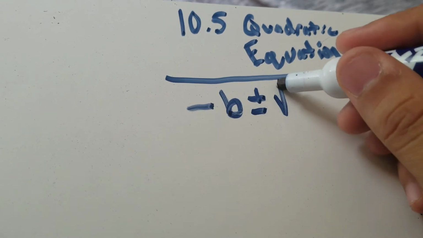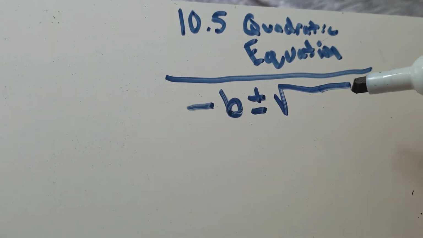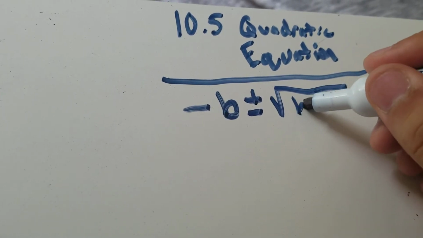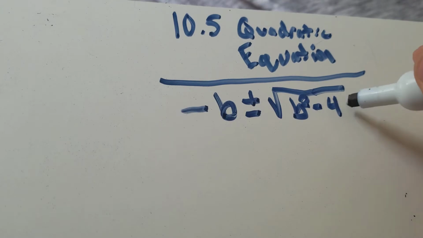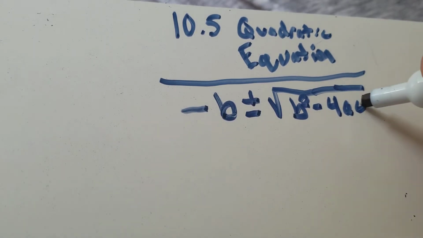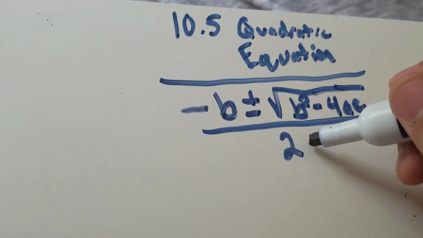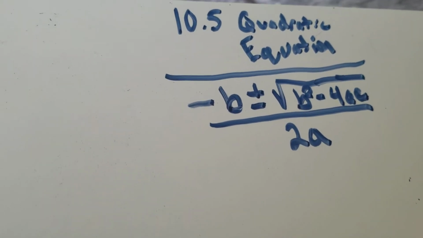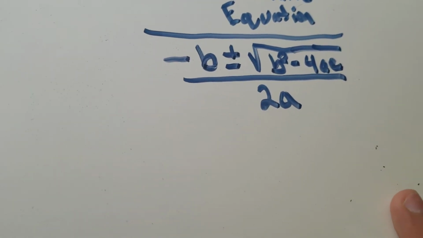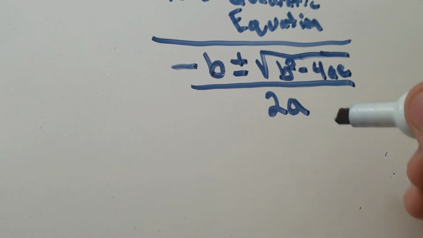Negative b plus or minus the square root of b squared minus 4ac, all divided by 2a. Now you look at that and you'll be like, Mr. Tobel, I'm scared. But it's okay. You don't have to be scared because it's very straightforward. Now let me go through the steps. We're going to use this equation and use the steps.